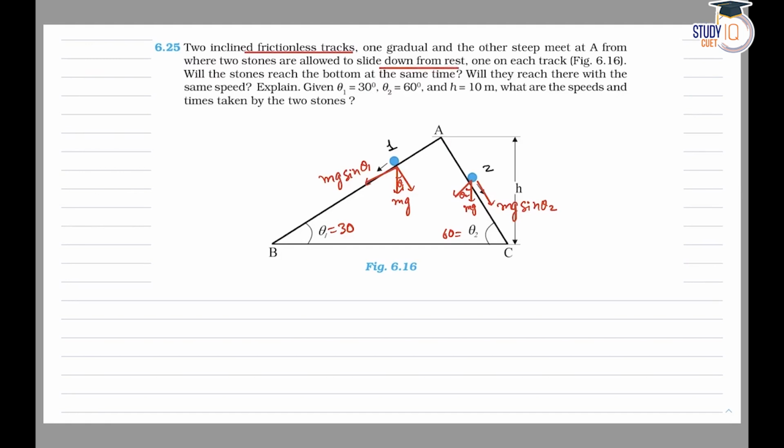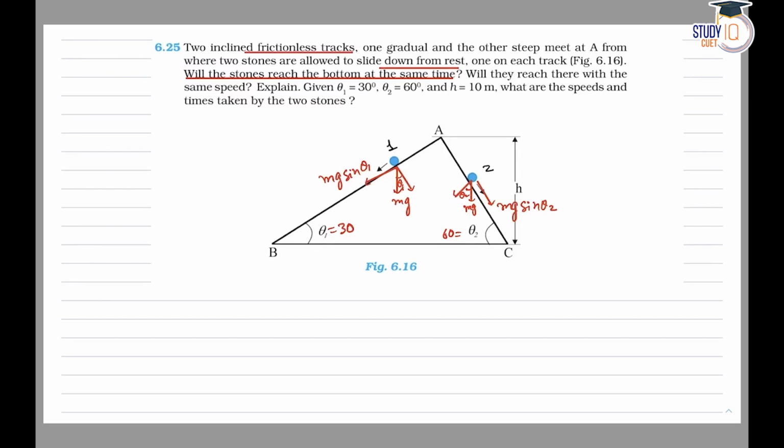The initial velocity of both the stones is 0, one on each track. He is asking, will the stones reach the bottom at the same time? That is, the time of journey for both the stones is the same or different. We have to find that out.